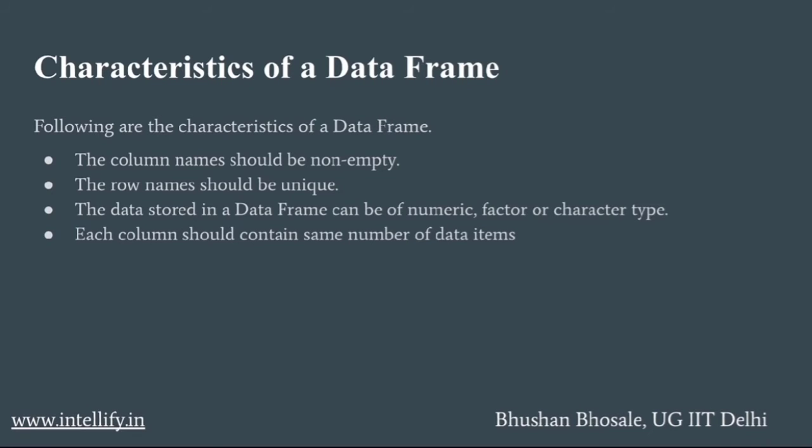now let us discuss the characteristics of a data frame. The column name should be non-empty. Like in the last table, we saw that name and team were the names of the columns. They should not be empty because every column must represent something. Next, the row's name should be unique. Next, the data stored in a data frame can be numeric, factor, or character type. We also discussed this in the definition itself. Data can be of any form. Next, each column should contain the same number of data items. To maintain the uniformity of the data frame, we must have the same number of data items.